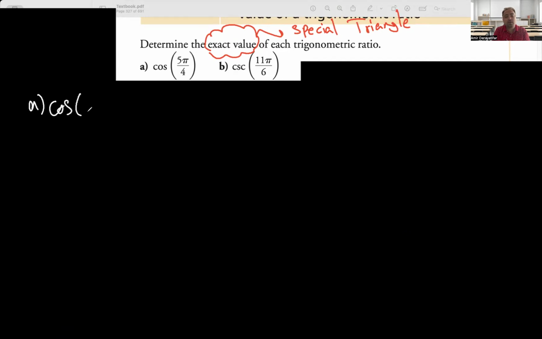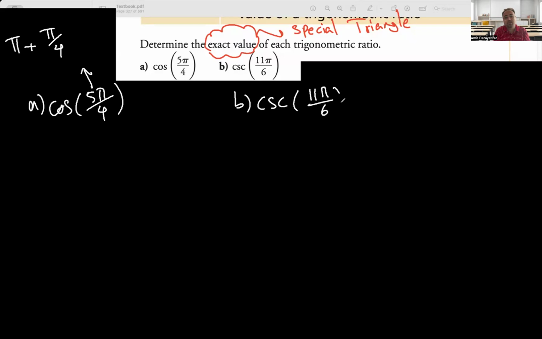So cosine of 5 pi over 4. Well, if I split 5 pi over 4, this is like pi plus pi over 4, isn't it? And then for part B, cosecant of 11 pi over 6. If I split it, isn't it like 12 pi over 6 minus pi over 6, or basically 2 pi minus pi over 6? Knowing the CAST rule, can you guys go ahead and solve it? Let me give you a minute to think about it before I solve it with you. Give you a minute to think about it yourself, and then we solve it together. Go ahead and give it a try.